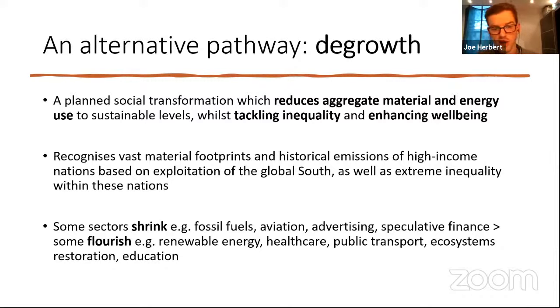So how do we do that? Well, degrowth says that there's actually already more than enough material wealth in the world to satisfy everyone's needs. It's just that that wealth is very, very unevenly distributed, and it's hoarded by the very richest in our society.